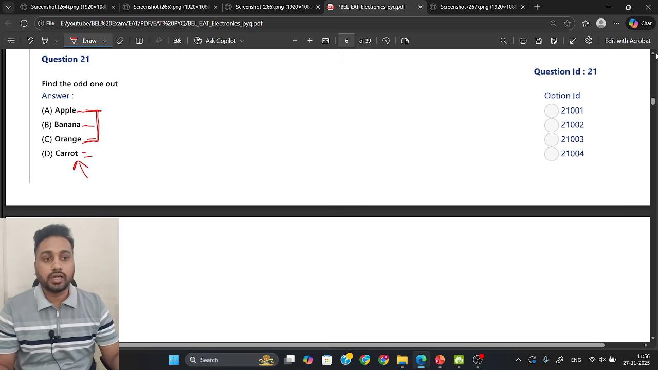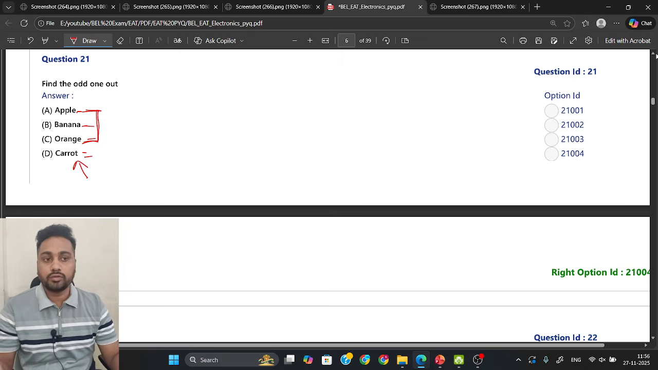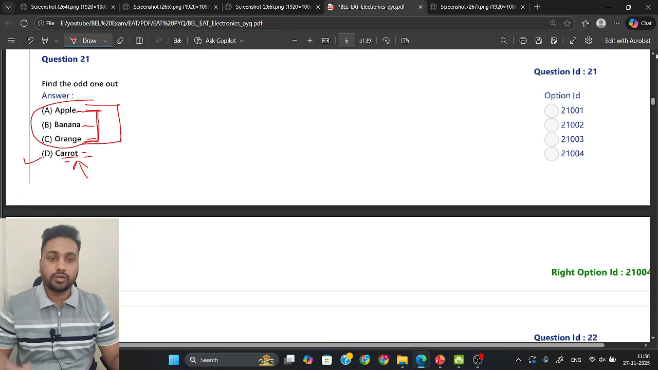Like this carrot is underground, whenever we get this carrot, that is an underground production. Okay, so carrot is different, and all the others are over-the-ground things, like apple, banana and orange you will get on the tree, and this carrot you will get underground. So this will be different. Option D is your right answer.